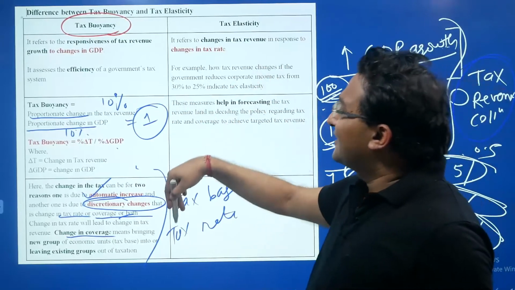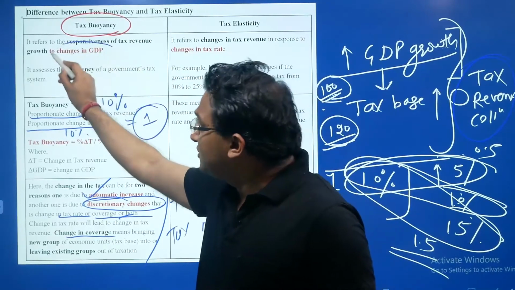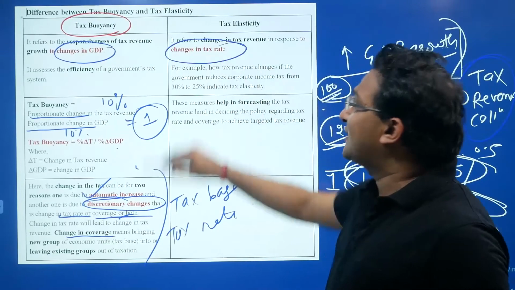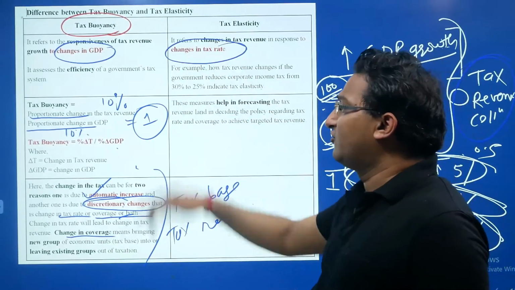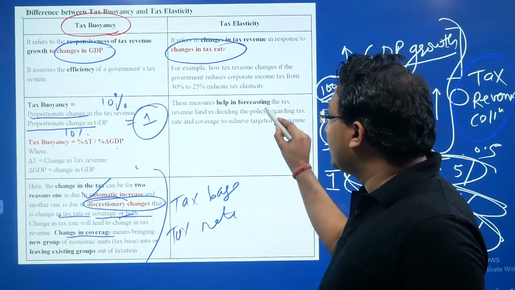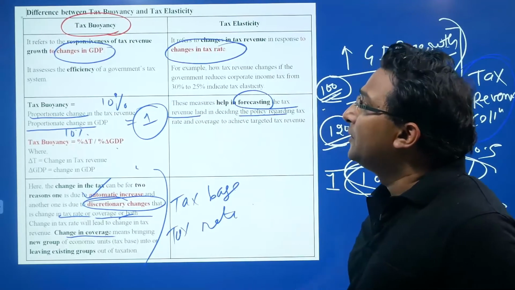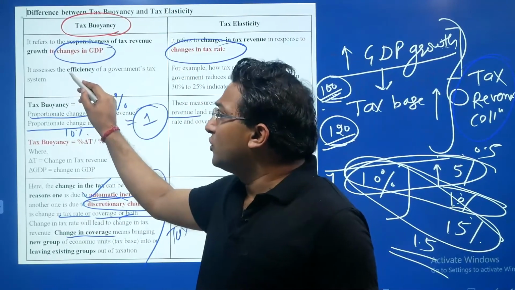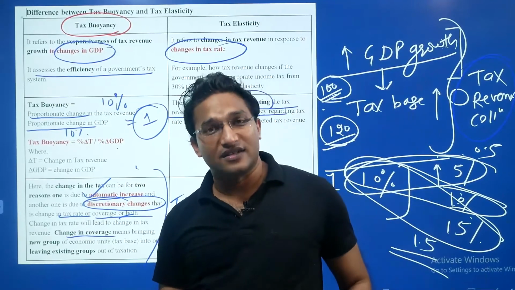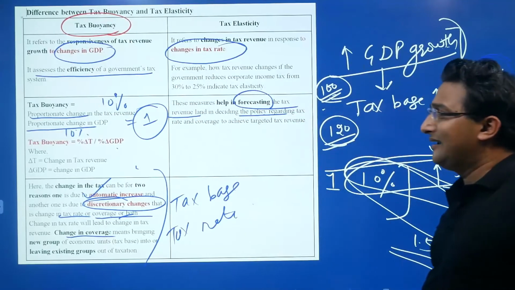As compared to tax elasticity, this tax buoyancy is in response to the change in GDP, and tax elasticity is in response to the change in tax rate. So this is the major difference. Tax elasticity helps in forecasting the tax revenue and deciding the policy accordingly. The tax buoyancy helps assessing the efficiency of the government's overall tax system, right? So this is the difference between the tax buoyancy and tax elasticity.